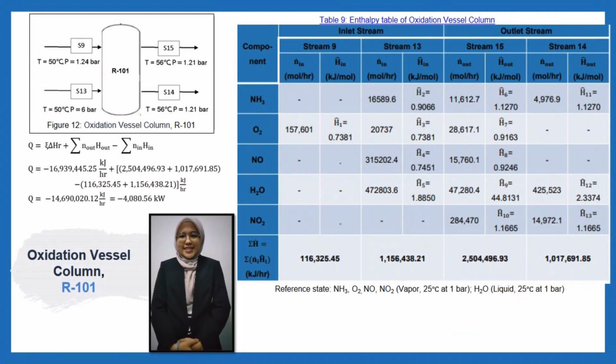The oxidation of nitric oxide occurs at the second reactor called the oxidation vessel column. The reactor consists of two inlet streams and two outlet streams. The oxygen inlet stream is 50 degrees C and 1.24 bar, while the other inlet stream is 50 degrees C and 6 bar pressure. Both outlet stream temperatures are 56 degrees C and 1.21 bar. Heat of reaction for this process is negative 16,939,445 kilojoule per hour, with sum of heat transfer equal to negative 4,080 kilowatt. It is also an exothermic process.